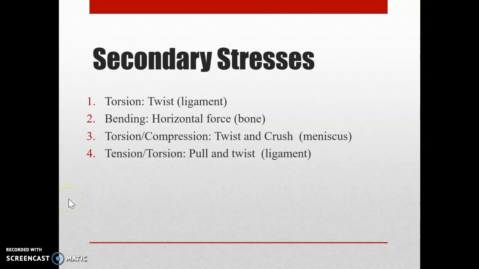Then we have some secondary stresses: torsion, bending, torsion compression, tension torsion. These are just versions of twisting and bending different body parts, and then different combinations of those.